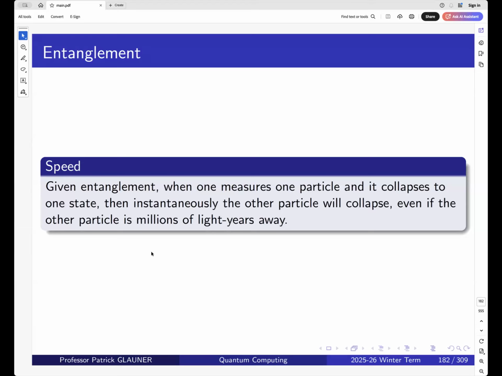Even if the other particle is millions of light years away. And this happens automatically and instantaneously. So when one particle collapses into one state, the other one automatically collapses too, and immediately, even if it's millions of light years away. Does this sound fascinating or magic to you? If so, send some reaction.